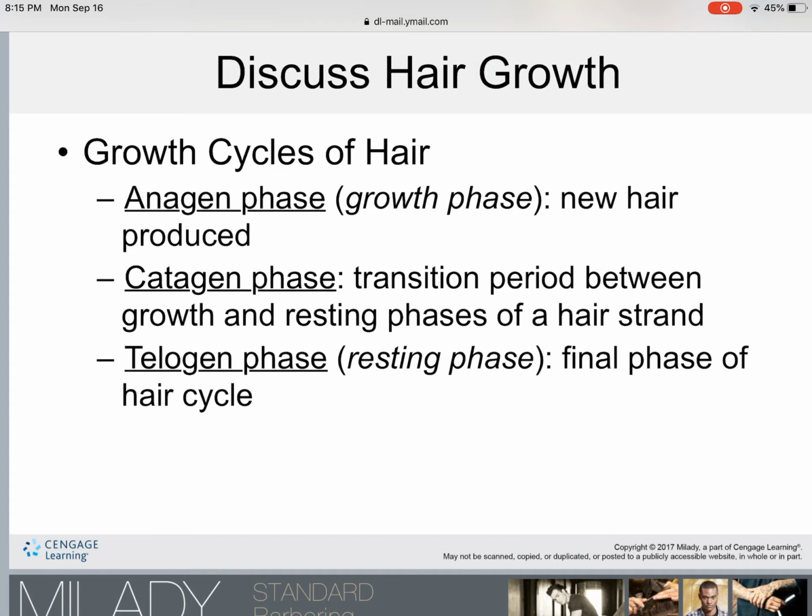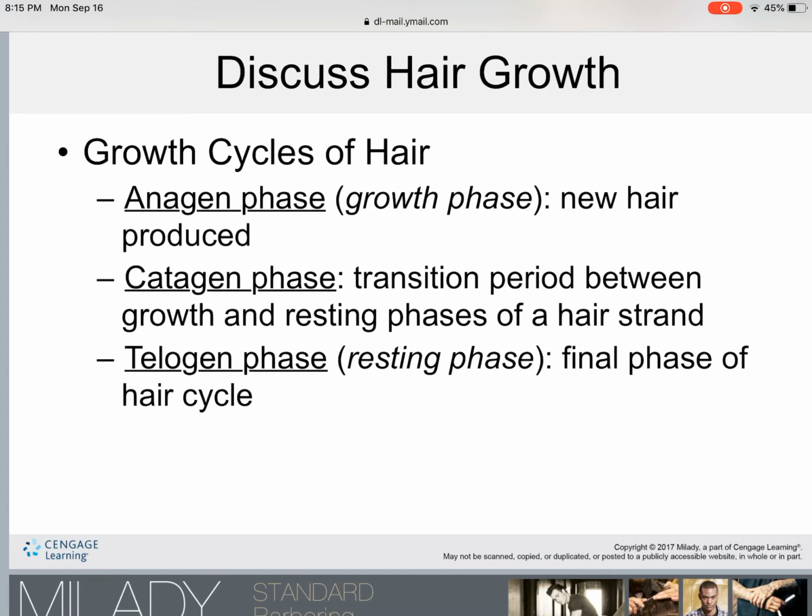So your anagen phase is your growth phase. During the anagen phase, new hair is produced. The cells are manufactured in the hair follicles. Hair cells are produced faster than any other normal cell in the body during this phase. About 90% of the scalp hair is in the anagen phase, that is growing at any given time.